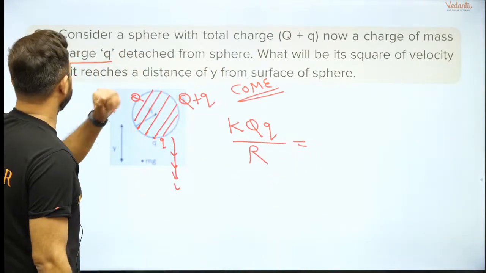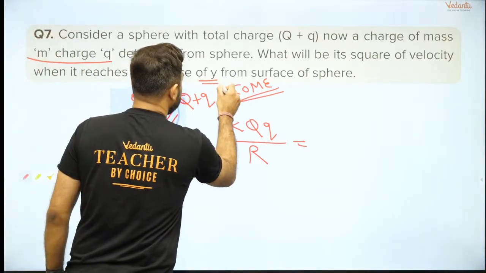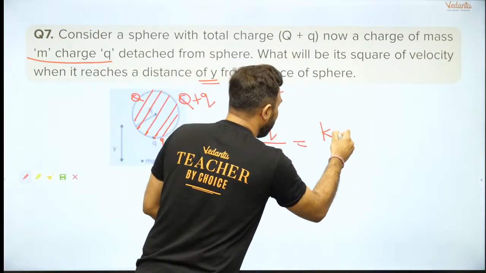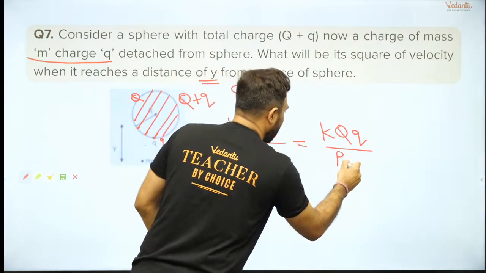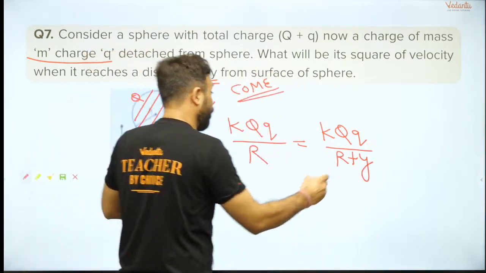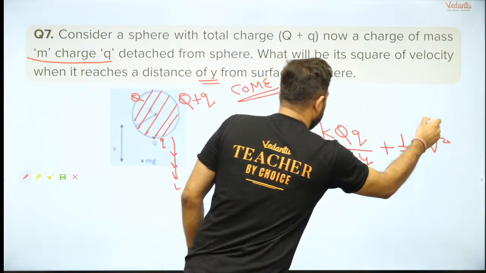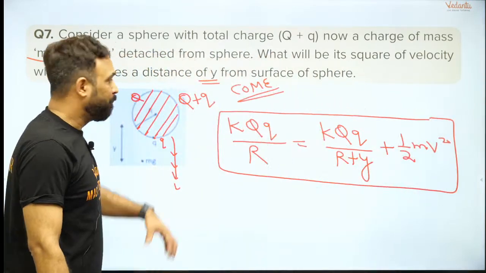I will say initially there is a mutual potential energy which is K capital Q small q divided by radius. And when this guy moves away, what distance does it move? It reaches a distance y from the surface. What will happen? This mutual potential energy will become K, capital Q, small q, and the distance will be r plus y. R plus y. Right?